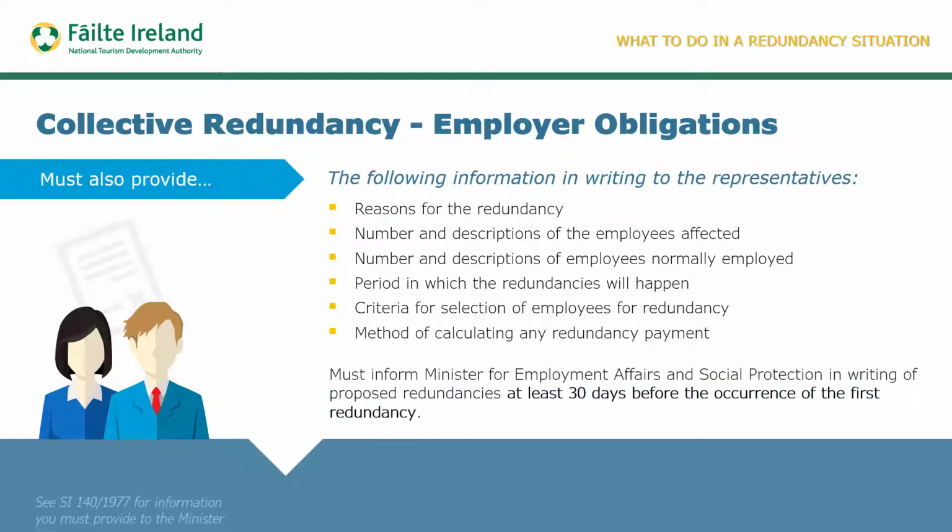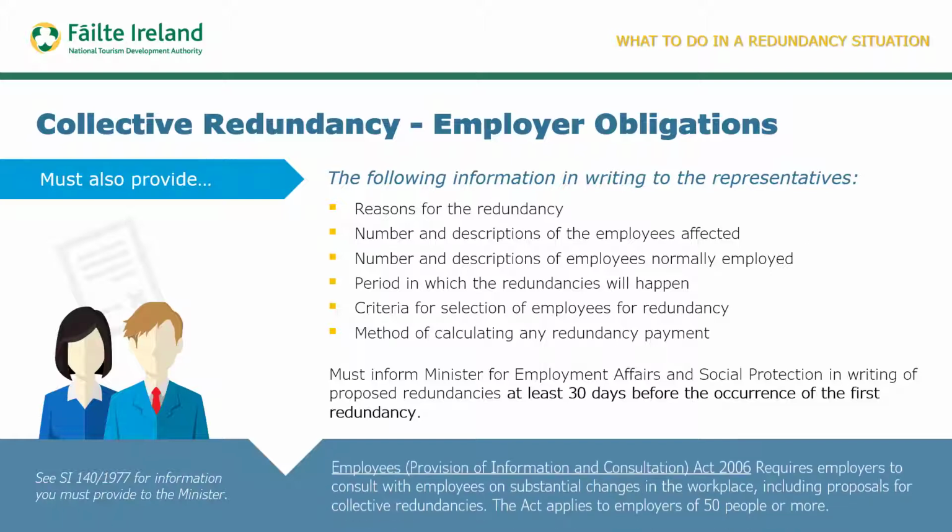The employer is also obliged to inform the Minister in writing of the proposed redundancies at least 30 days before they occur. SI 140/1997 sets out the information the employer must provide to the Minister. The Employees Provision of Information and Consultation Act requires employers to consult with employees on substantial changes in the workplace, including proposals for collective redundancies. The Act applies to employers with 50 people or more.